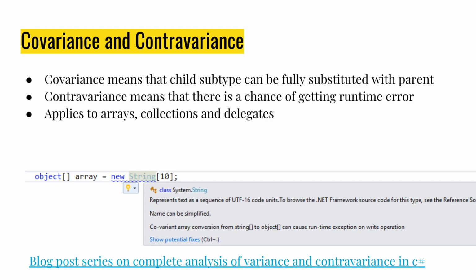So in this example, you see you have an array of objects, which gets assigned an array of strings. Well, you might think to yourself, string is an object, but an array of strings is not the same as an array of objects. And so you have a covariant array conversion from string to object which can cause a runtime exception.